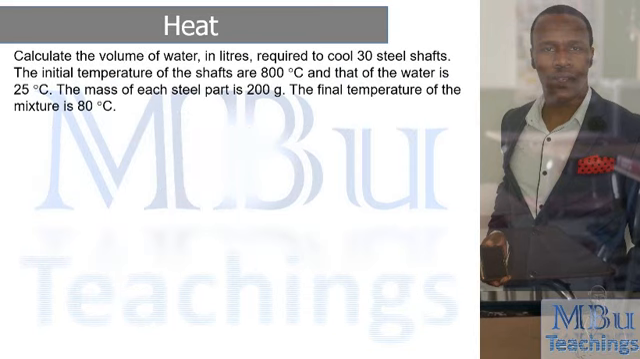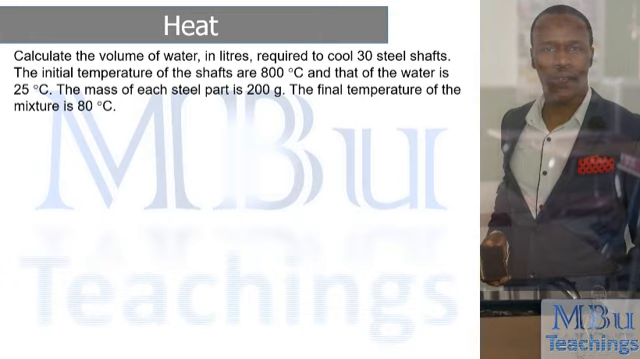These are the examples. This question reads like this: calculate the volume of water in liters required to cool 30 steel shafts. The initial temperature of the shaft is 800 degrees Celsius, and that of the water is 25 degrees Celsius. The mass of each steel part is 200 grams.